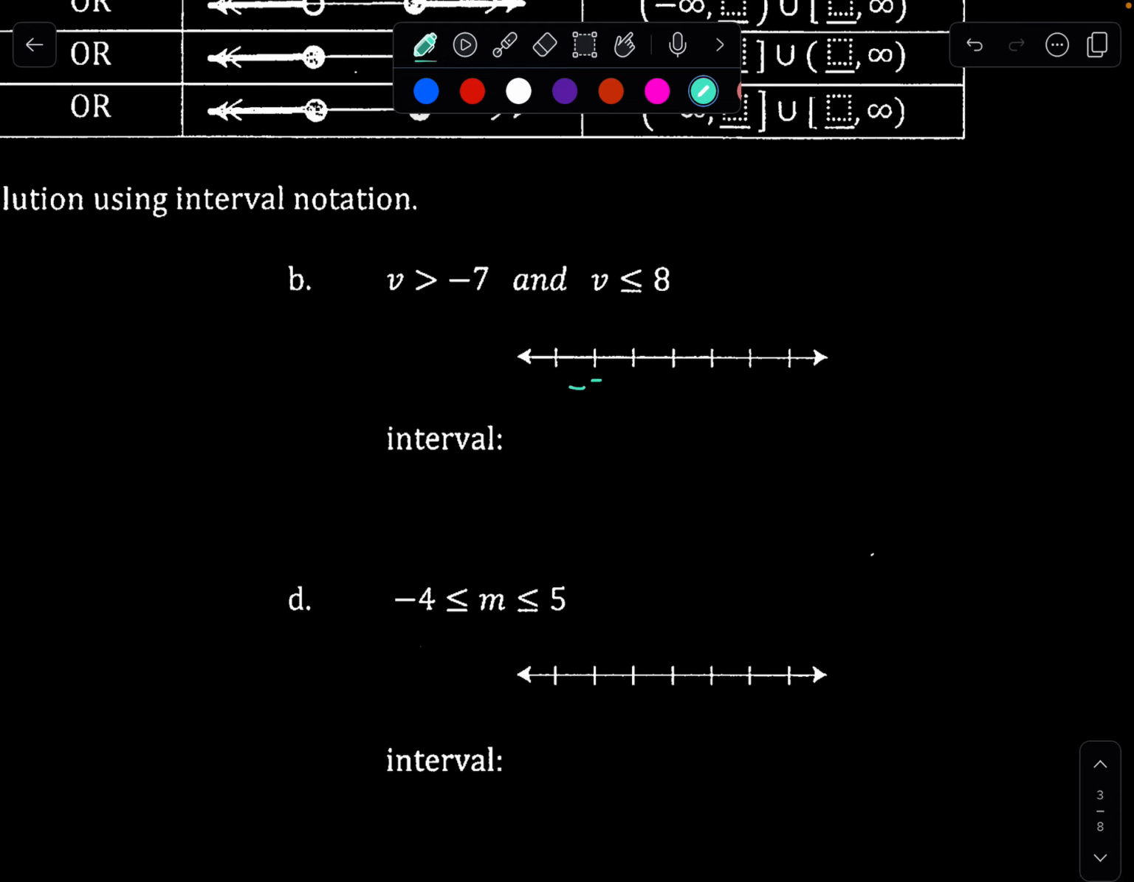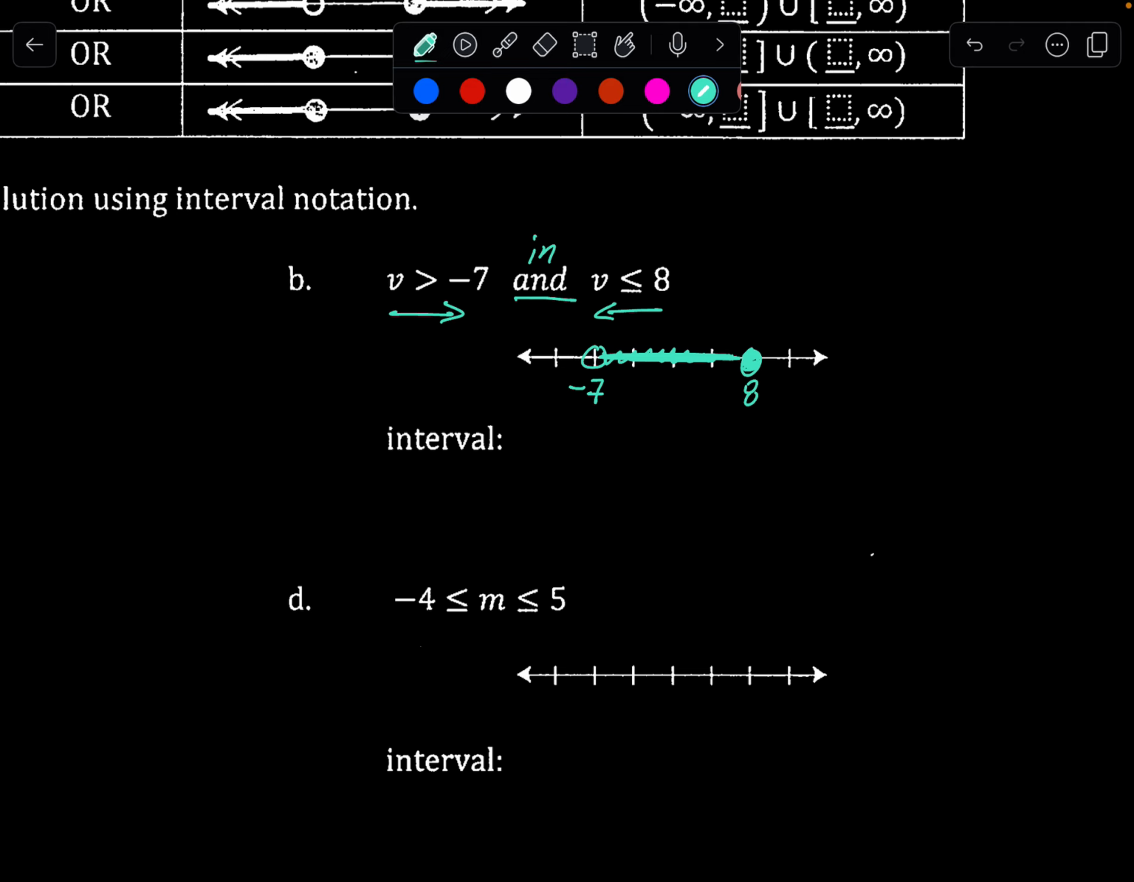Let's say we have -7 over here and we have 8 over here. It doesn't really matter where we put the dots. Now -7 is going to be an open one because it's not equal to, it's just greater than. And 8 is going to be equal to, so we have to fill that dot. "And" means in, so it makes sense. You look at the inequality here, it points in. Inequality here, points in. Shade in the middle. Something like that.